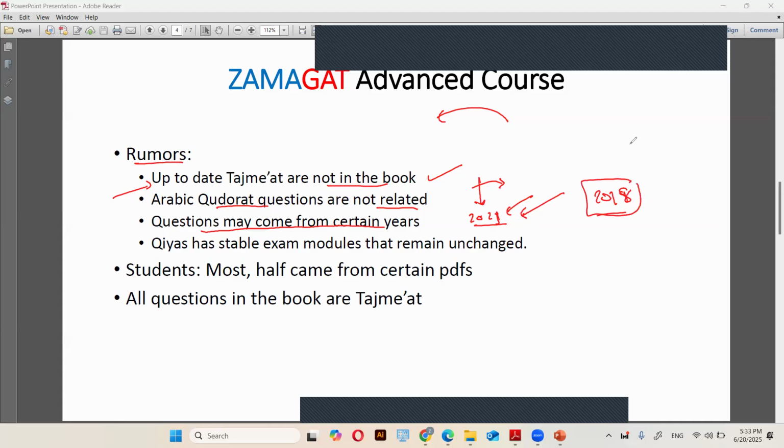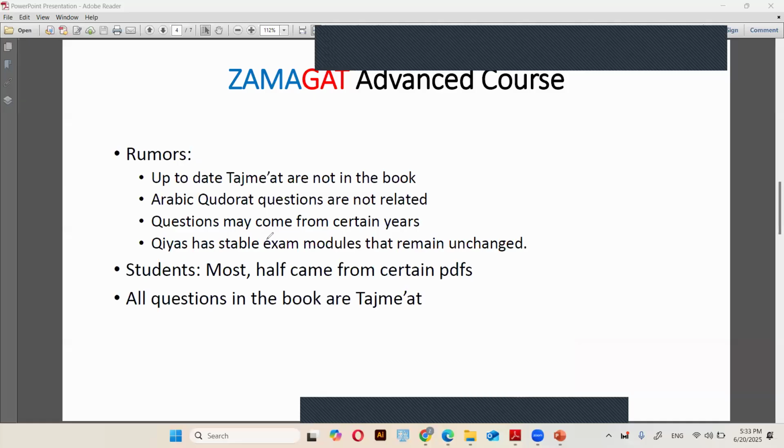At that time, I started everything in Arabic, and I translated them from these years. And the Arabic books were also translated from years before. So are they coming from certain years? I believe no. We don't know from where they come. They can change anytime. Qiyas has stable exam modules that remain unchanged? Impossible. They can change anytime, especially as some students are studying a certain PDF and they are saying we did not receive anything from that PDF.